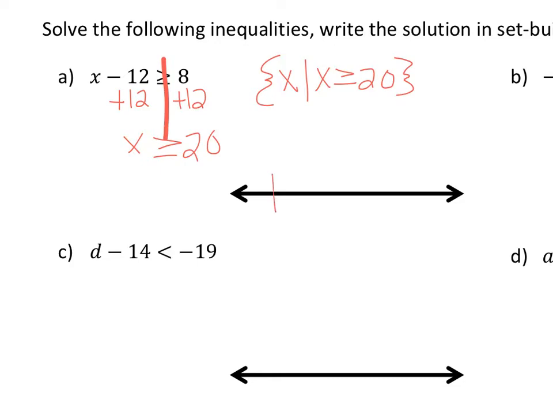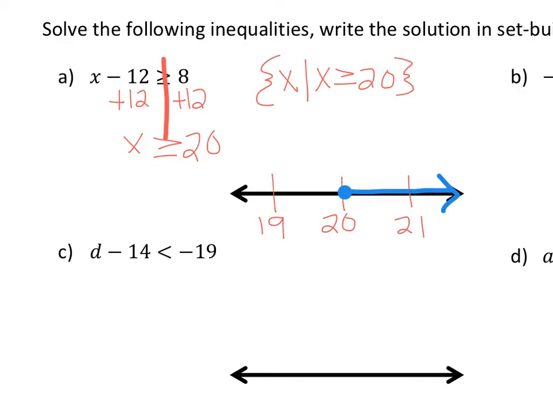And when we graph this, we have 3 lines, 20 in the middle, 1 below, 1 above. It is a closed circle on 20. And we would shade x values greater than or equal to 20, which means to the right.